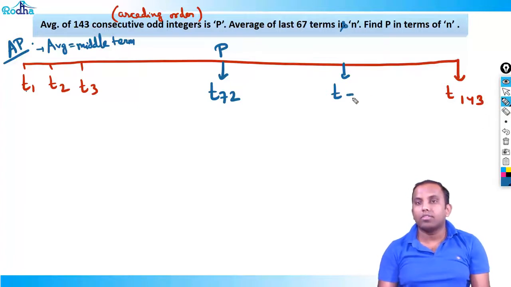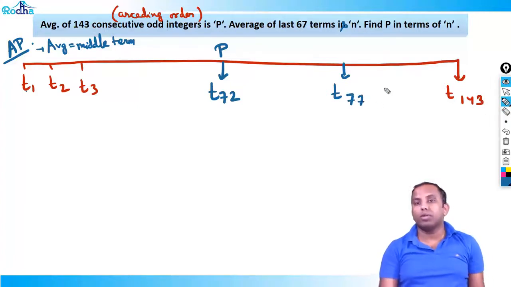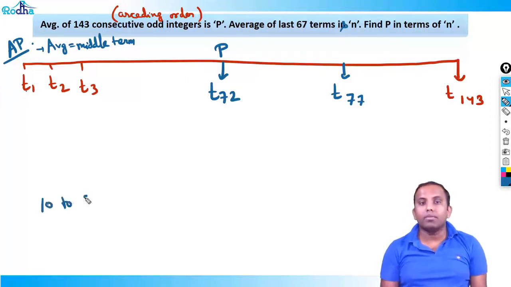T77. Now see, this is important here, and we have done this so many times in whole quant. This counting, right? We have to count numbers. 10 to 20, how many numbers? Including both the numbers, always how many numbers? Difference plus 1.